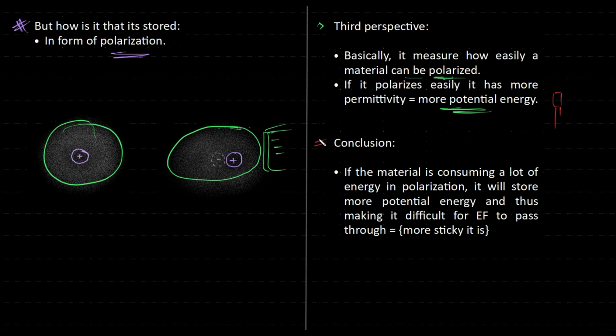Okay, guys. So to conclude, if the material is consuming a lot of energy in polarization, it will store more potential energy, and thus make it difficult for the electrical field to pass through it. Thus, it's more sticky. The word sticky came back again.